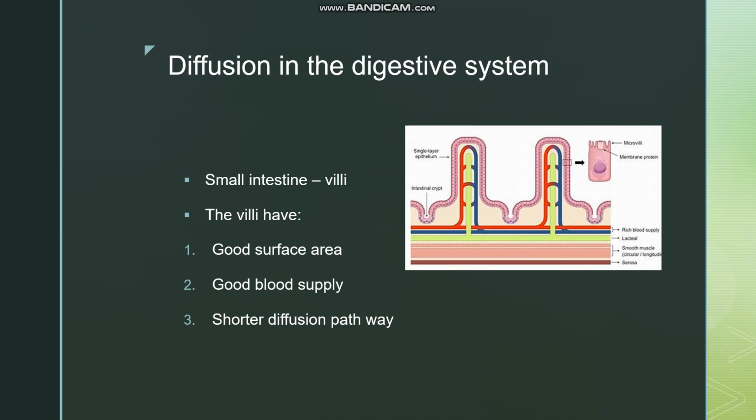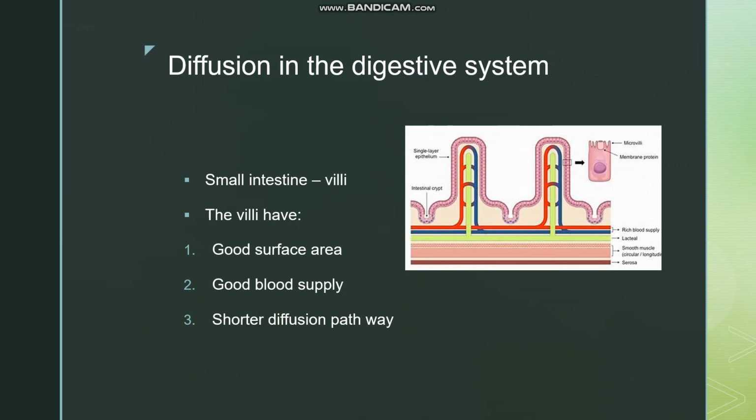Okay, now on to diffusion in the digestive system. In the small intestine there's a structure called villi. Villi are really good at absorbing nutrients from your food. The villi have a good surface area, a good blood supply and a shorter diffusion pathway.